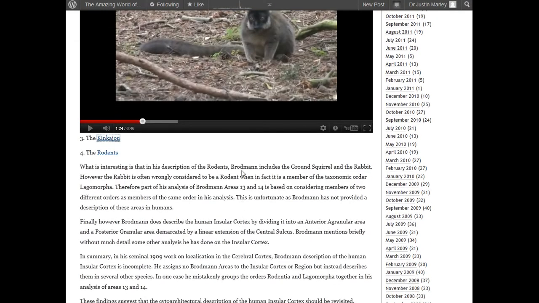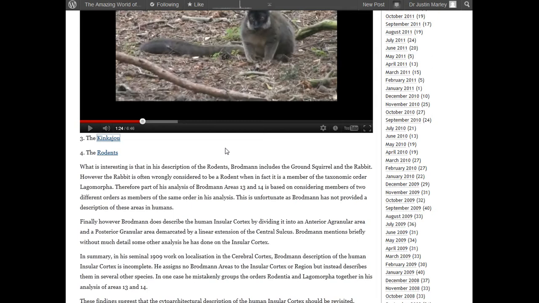Well, this is the interesting bit, because this is what I have found that's slightly novel, if you like. It's what I think is a 103-year-old mistake. Basically, in his description, we're missing a description in Brodmann areas 13 and 14 in humans, and we've got it instead in 4 other species, and in one of these he classes it as the rodents. So in his analysis he's grouped the ground squirrel and the rabbits together.